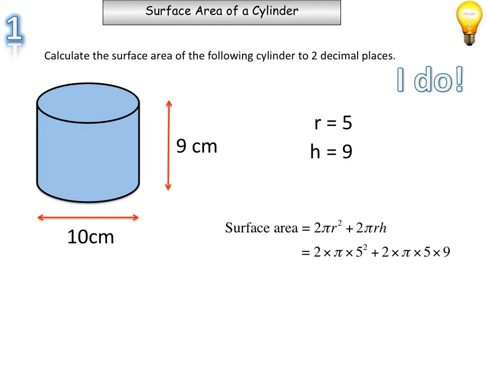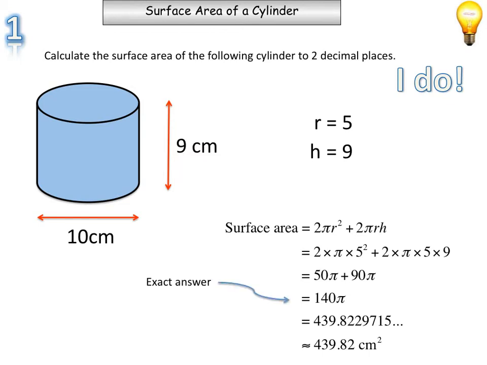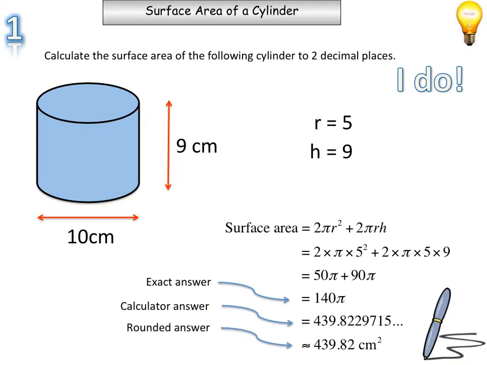You could use your calculator right here to work out the answer. I'm just going to leave it in exact terms, so 2 times 25 gives you 50 lots of pi, and 2 times 5 is 10, times 9, which is 90 lots of pi. So in exact terms, we've got 140 pi, and that's square centimeters. Use your calculator, and you end up getting, to 2 decimal places, 439.82 square centimeters. So here's our exact answer, here's our calculator answer, and there's our rounded answer.